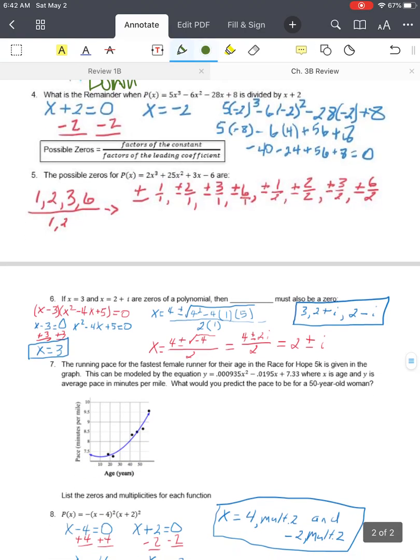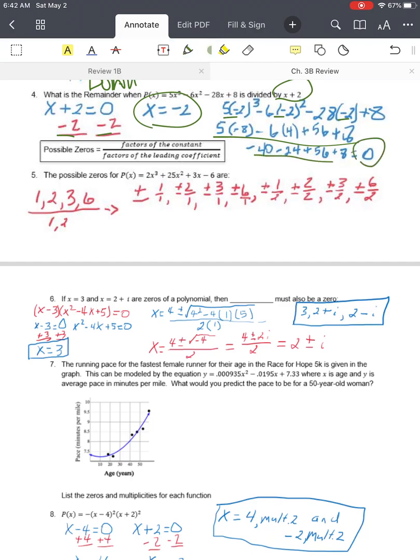What is the remainder of this function divided by x plus 2? We're going to use the remainder theorem, which is taking the divisor, x plus 2, setting it equal to 0, and solving. That's what we've done right here. You get x equal to negative 2. Then take the negative 2 and plug it into all of the x values. You substitute and then evaluate, and you end up getting 0 for a remainder.